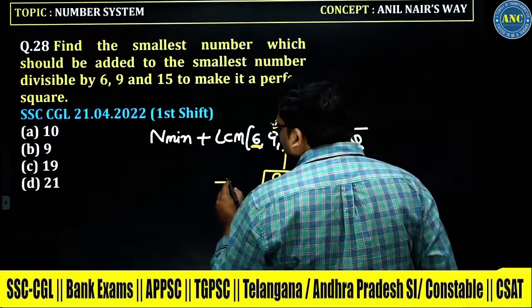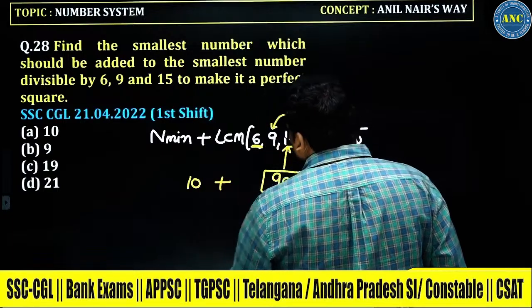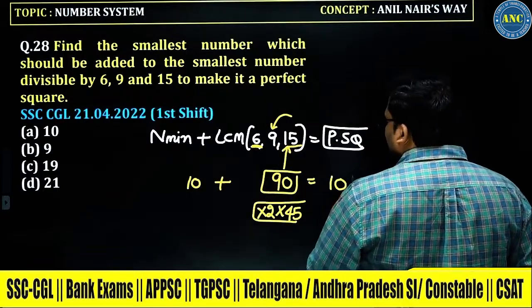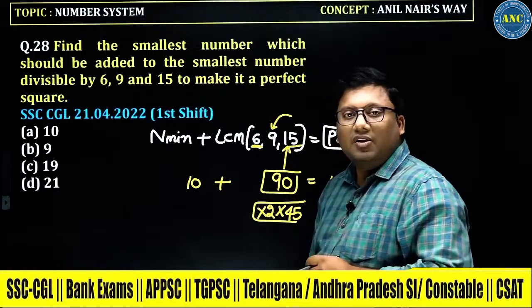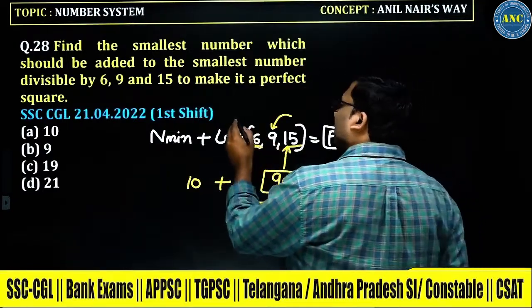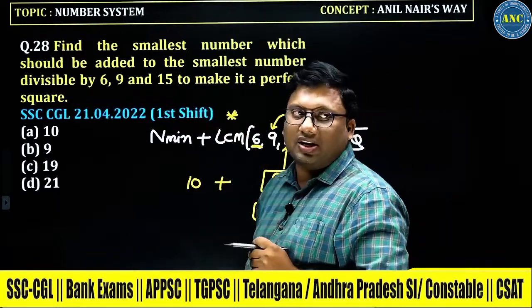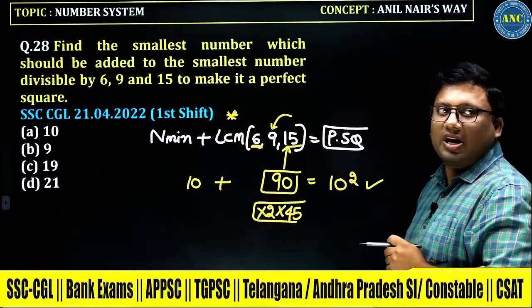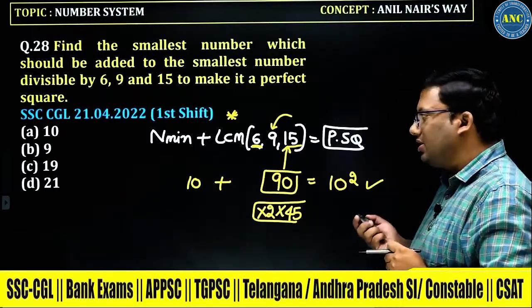How much should be added to 90 to make it a perfect square? First option, 10. 90 plus 10 is 100. 100 is 10 square, which is a perfect square. I hope it is clear how to find the LCM of numbers with basic foundation properties. I hope the concept is very much clear to you. 10 plus 90 is 100.